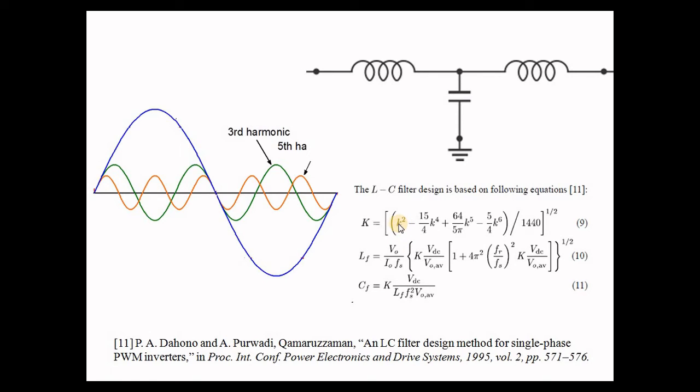Here K is the modulation index, this is the constant, and this is the VDC, the DC link voltage of my inverter. This is the average harmonic content, and this is the L value and this is the C value. If you want to get these equations, you can go to this reference. I will provide the complete coding of this L and C value, so that you can easily calculate how much L and how much capacitance is required for your particular application.